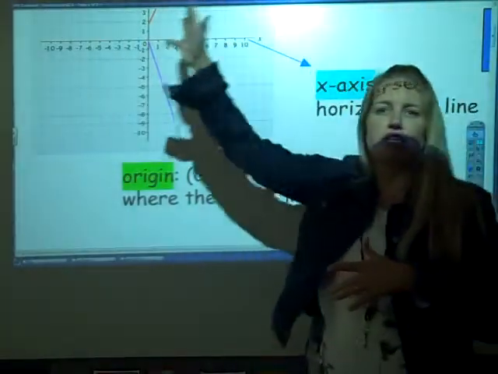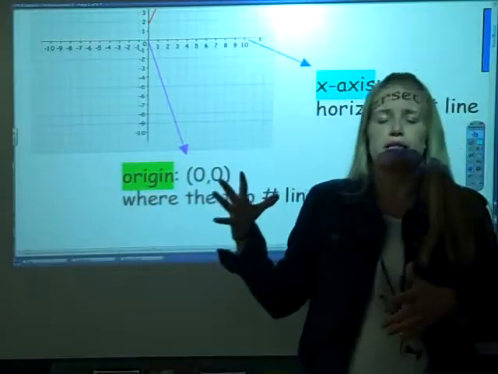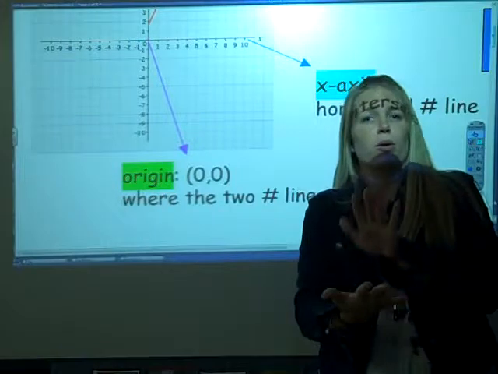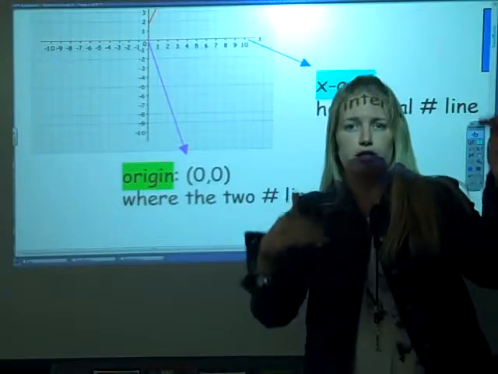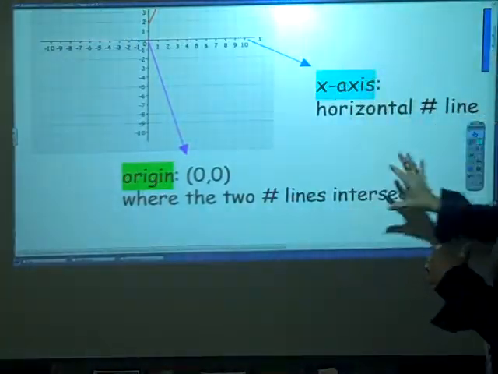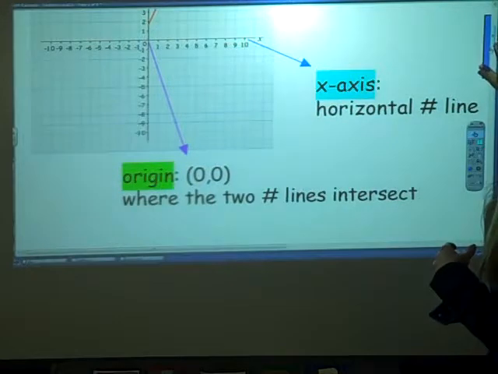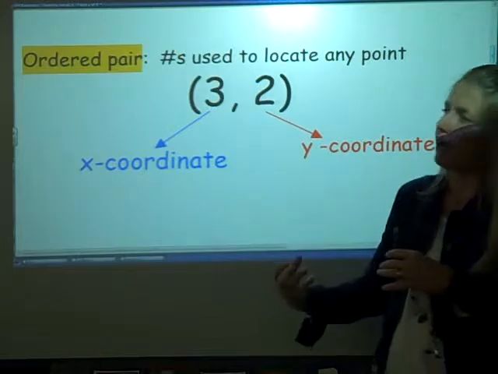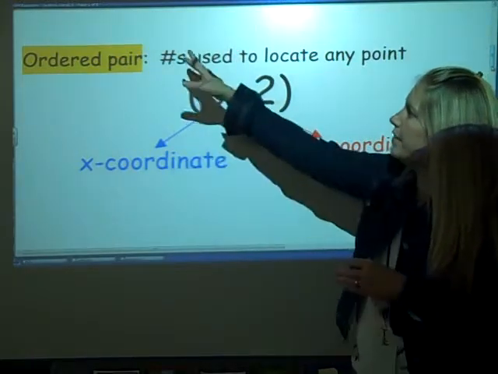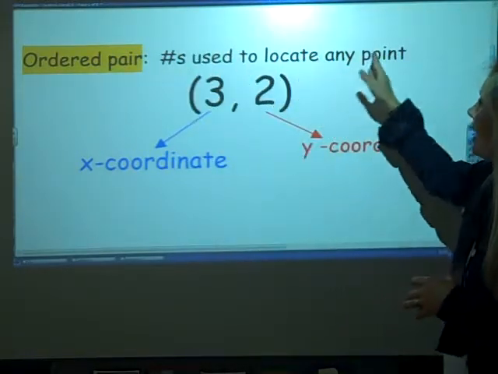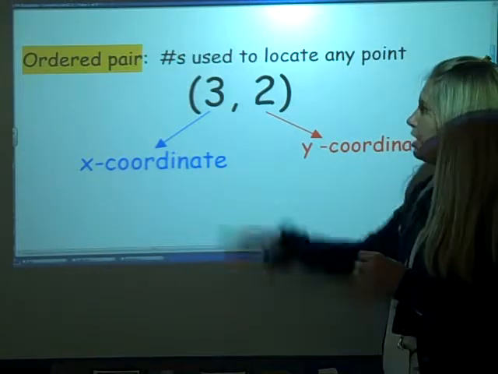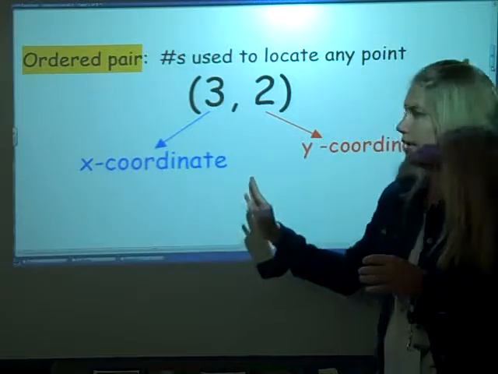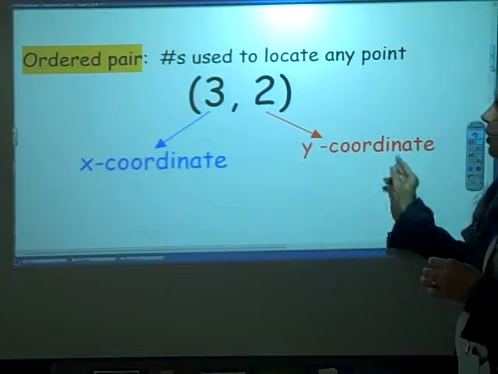So all of these words need to get put in that vocabulary section. If you cannot fit it, turn the paper over, write on the back, or put it in your notebook somewhere. Just keep your notes organized. All of this vocabulary should be there. Another vocabulary term you need to know in relation to graphing would be an ordered pair. And these are numbers used to locate any point on our coordinate plane. The first number will be our x-coordinate, so somewhere on our x number line, and the second number will be our y-coordinate.